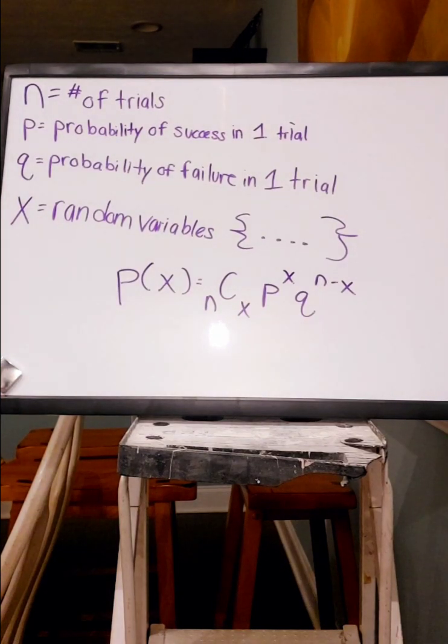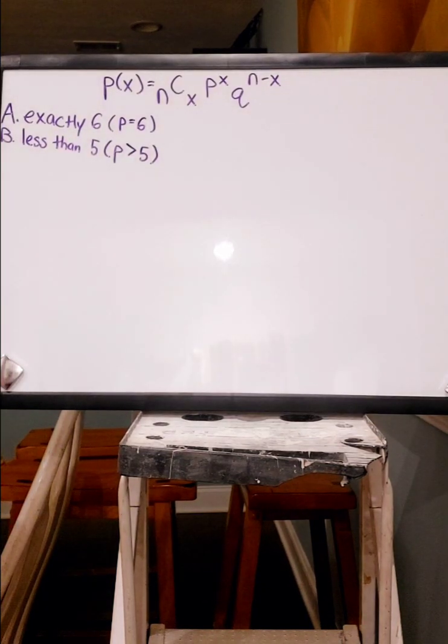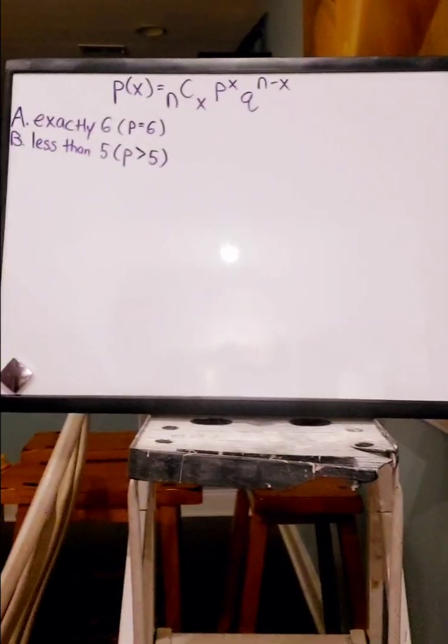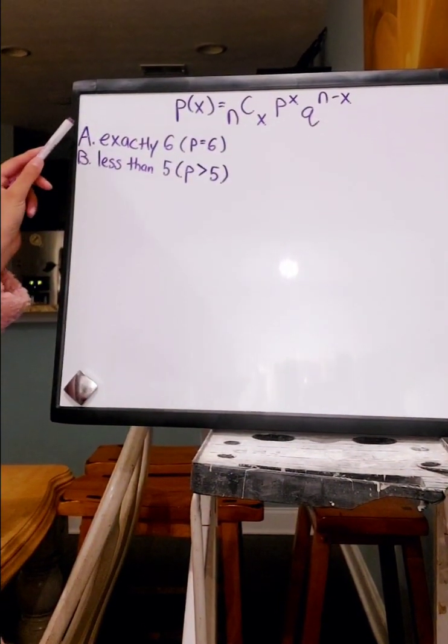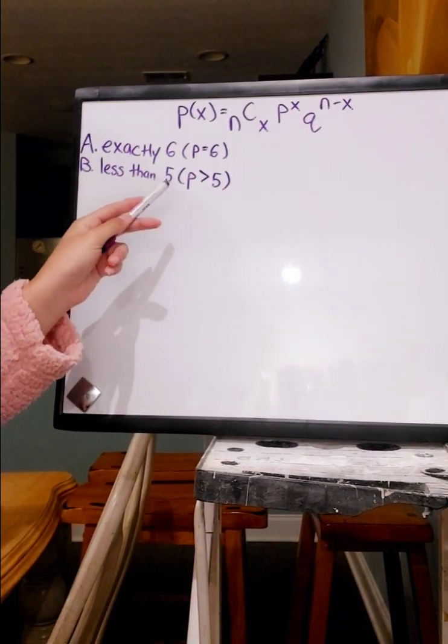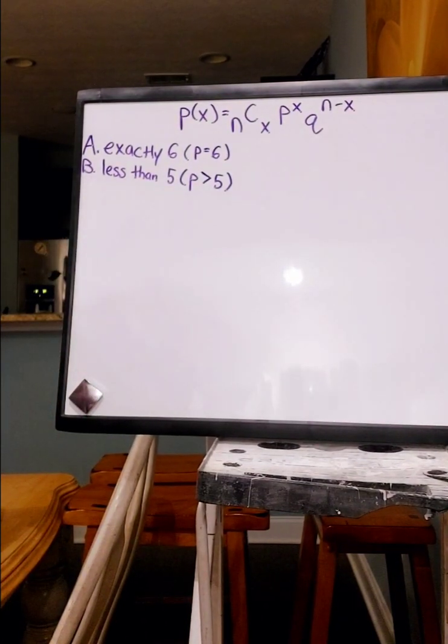Now with this in mind, we can start the problem. The problem reads, 34% of U.S. adults have very little confidence in newspapers. You randomly select 8 U.S. adults. Find the probability that the number of U.S. adults who have very little confidence in newspapers is, and here are our stipulations, I don't know if you can see, but A, exactly 6, and B, less than 5. So let's start by defining our variables first.